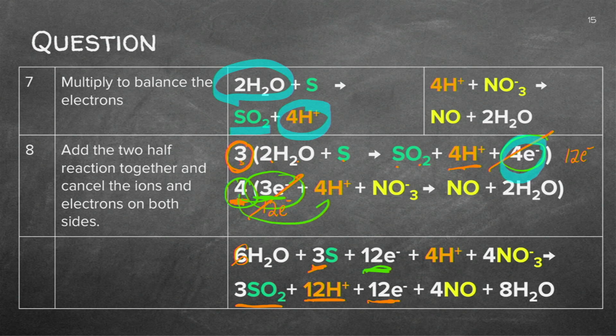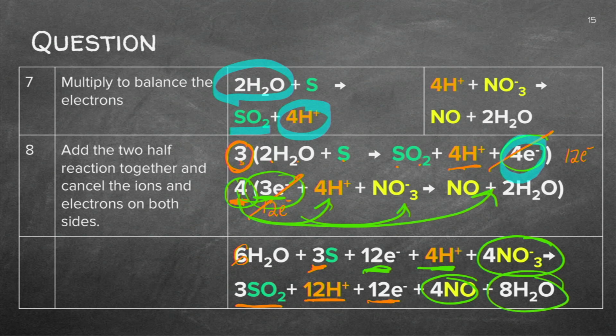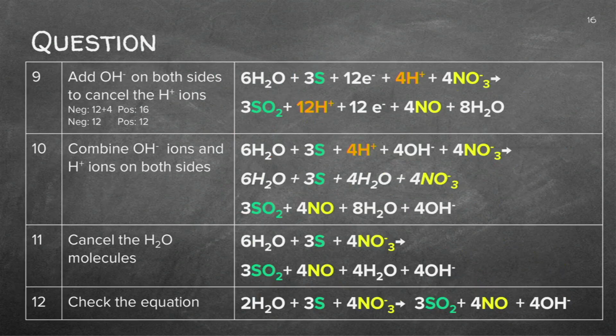The 4 times that 4 gives me the, where am I now? The 16. That should be a 16. And, oh no, that's the 4, sorry. And then we've got the NO3. Can you see we multiplied that with 4? And we've got 4NO. The 4 times 2 water gives me 8 water. So, complex.